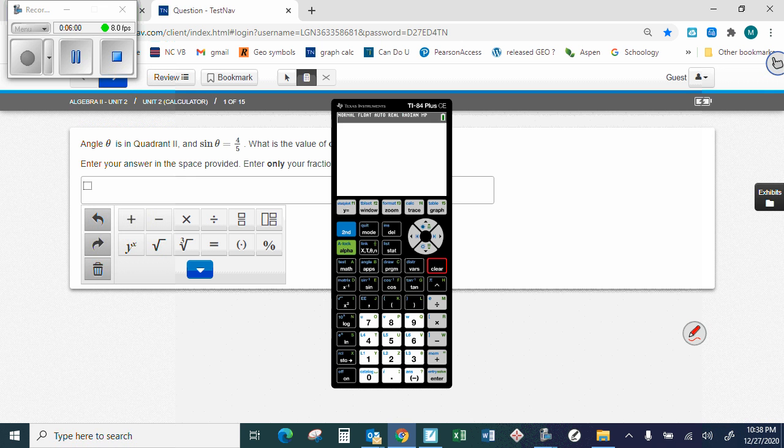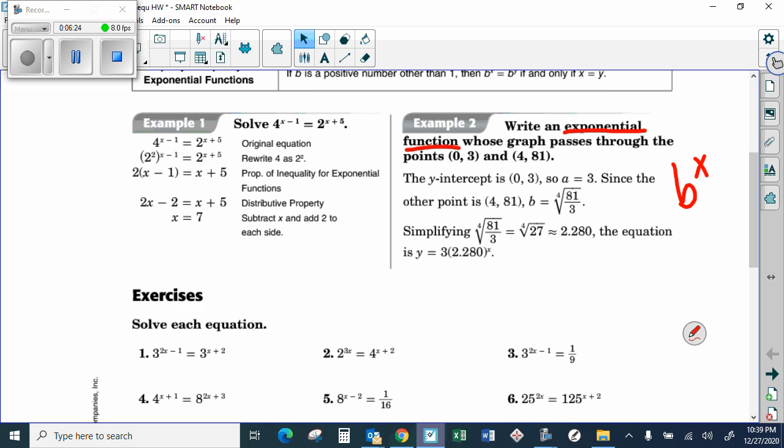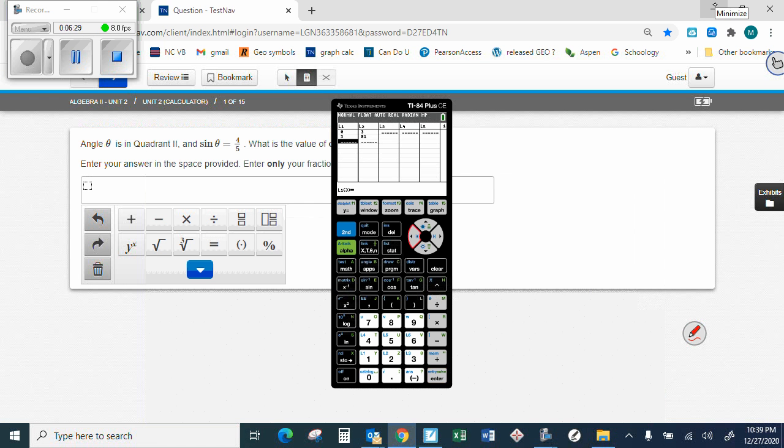Okay. So remember, when you get points, we always use stat, edit, to plot the points. So notice it was 0, comma 3, and 3, comma 81. Let's just verify that. Make sure I didn't mess that up. 4, 81. Okay, good thing I checked. So I always check. Otherwise, you blow your whole answer.